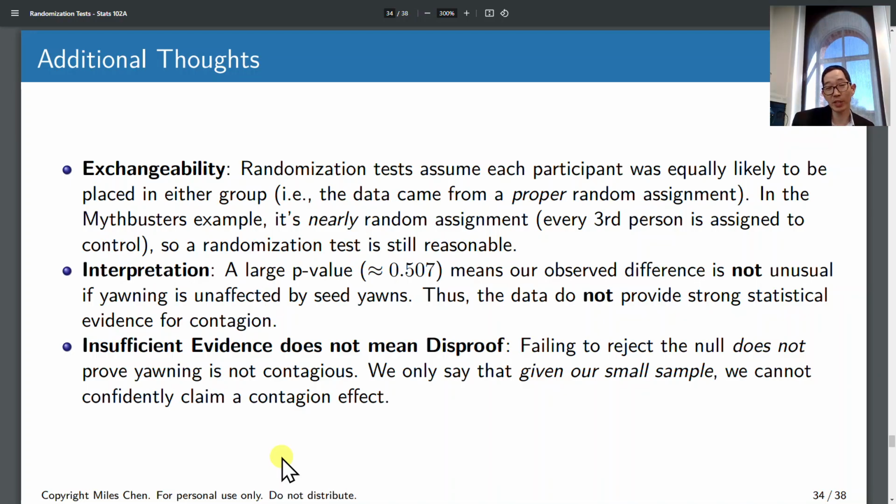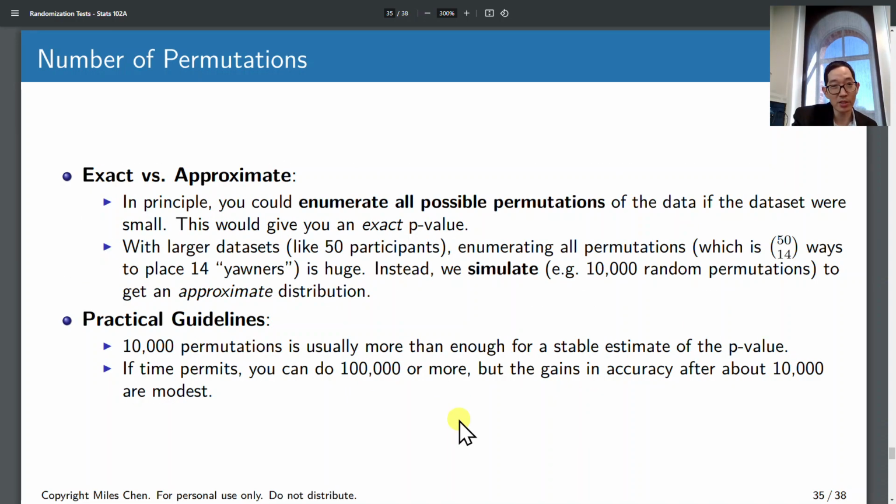Our large p-value means our observed difference is not unusual if yawning is unaffected by seed yawns. And so our data do not provide strong statistical evidence for the idea of it being contagious. Okay. Now, insufficient evidence does not mean disproof. Failing to reject the null doesn't prove that yawning isn't contagious. All we can say is that given our small sample, we cannot confidently claim that it is contagious. Okay.